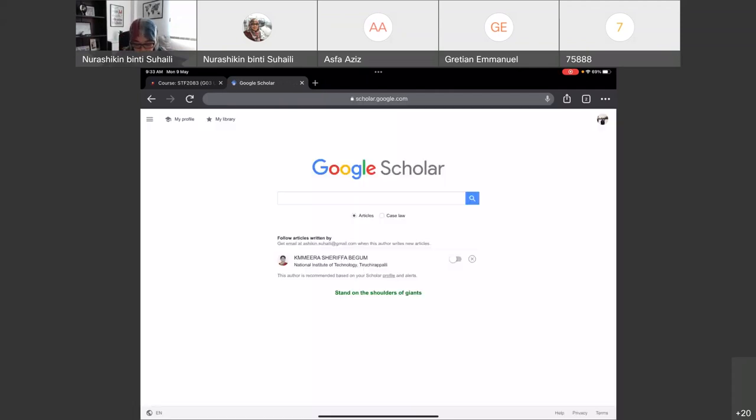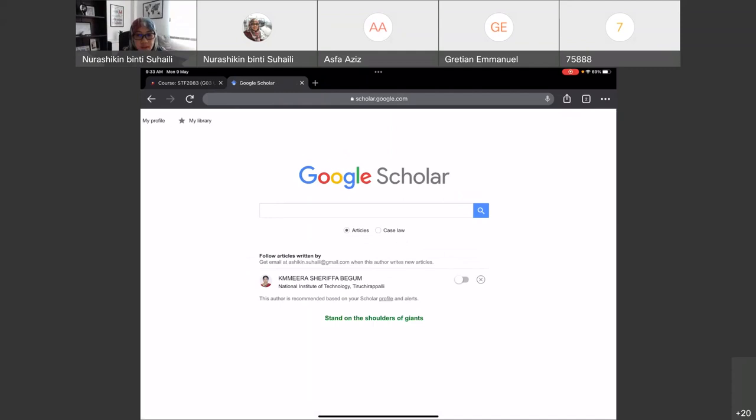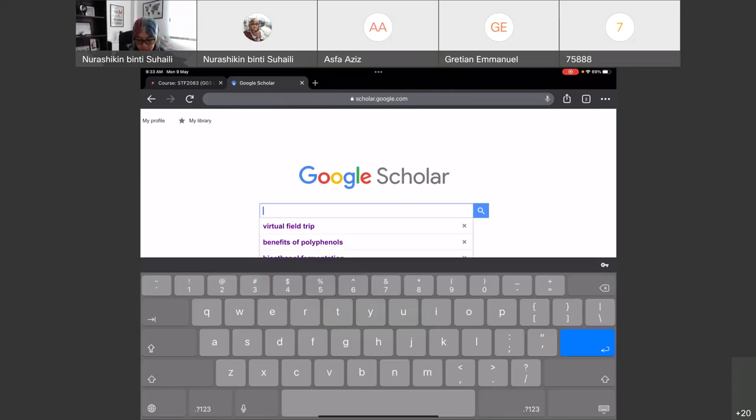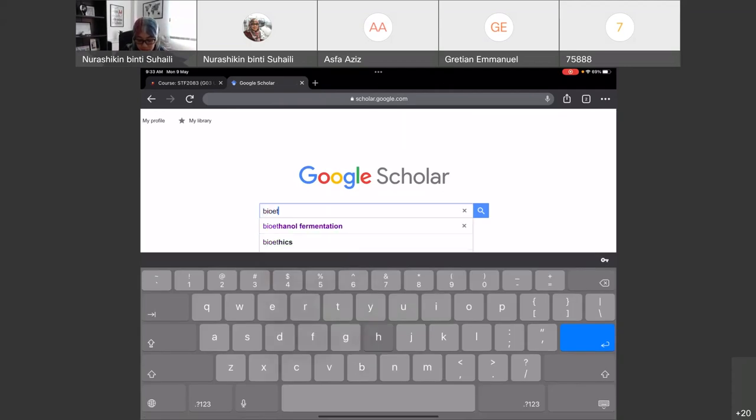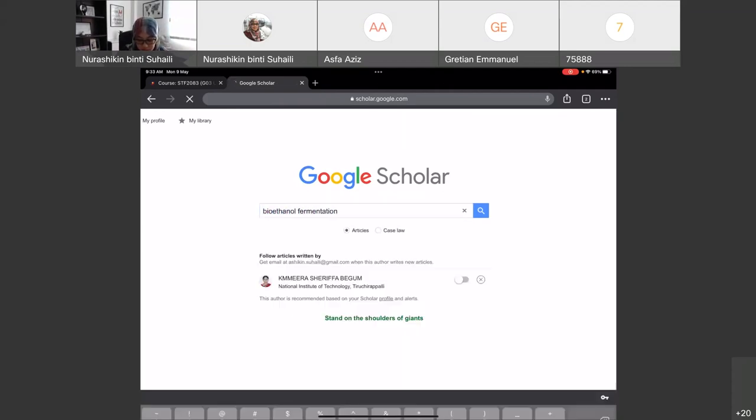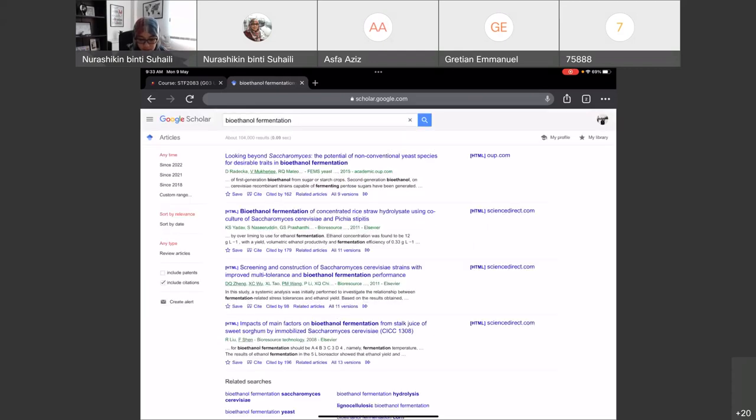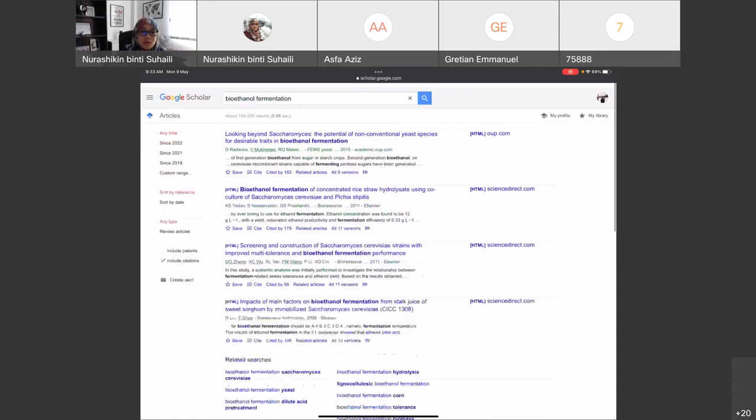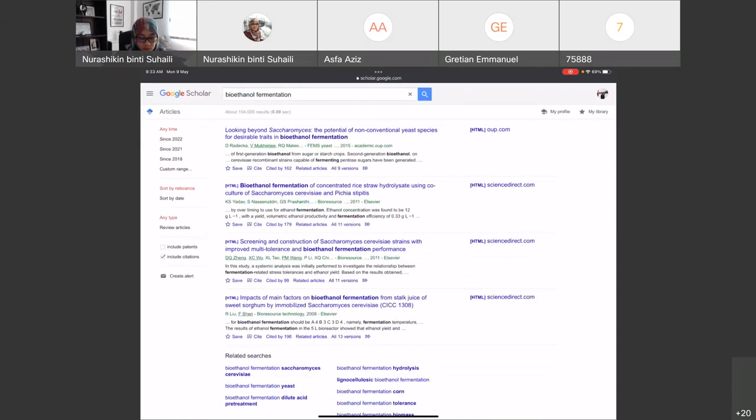So this is how it looks. They are the Google Scholar. They are the Scholar edition, in addition to Google. So that's the difference. You can see articles. You click on articles, so it will show articles. So let's say you put bioethanol fermentation. So you can see all of these are articles, but the website is unlike the normal Google. So that's the difference.